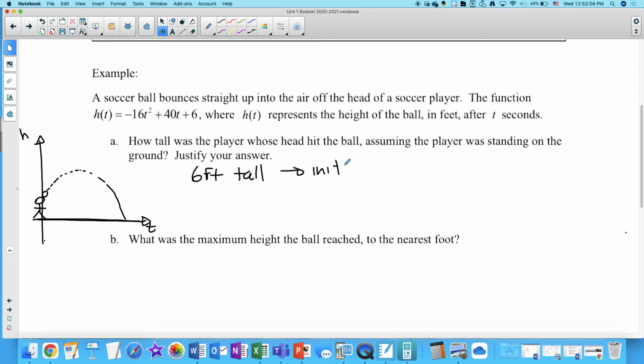Okay, what was the maximum height the ball reached to the nearest foot? So we're looking for this point here. We can do this graphically using a calculator. And in fact, just to switch things up, I'm going to pull this up on the Casio as well.